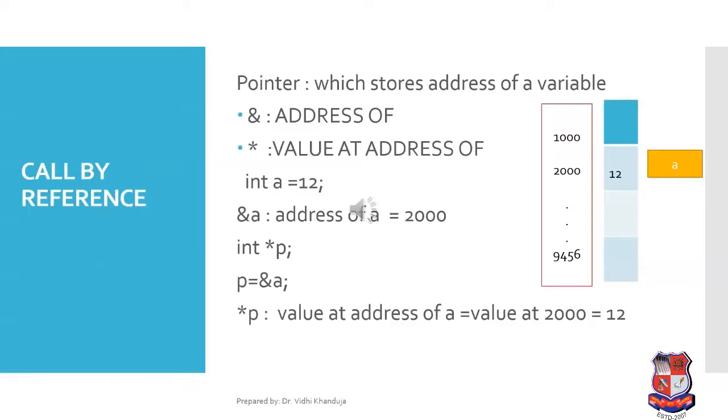And what does *p denote then? It denotes the value at the address in p, that is the value at 2000, that is 12. So *p is the value at the address of a, because p is storing the address of a. So the value at 2000 is 12. This asterisk stands for value at address, and ampersand stands for address of.